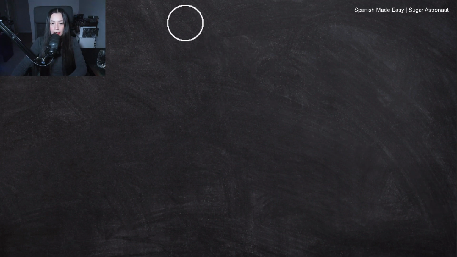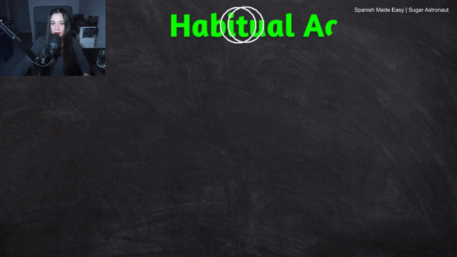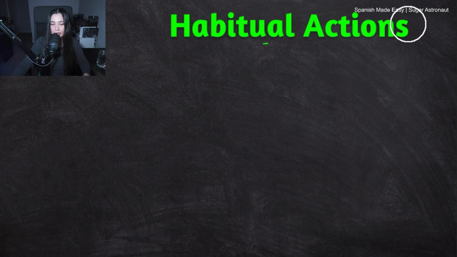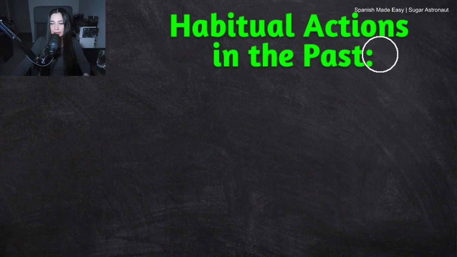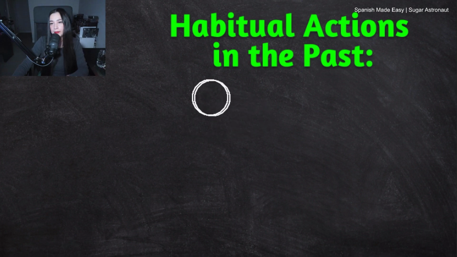So you can use el imperfecto for habitual actions in the past. So habits, we're talking about habits that you used to do. Something you used to do in the past. Let's look at some examples.